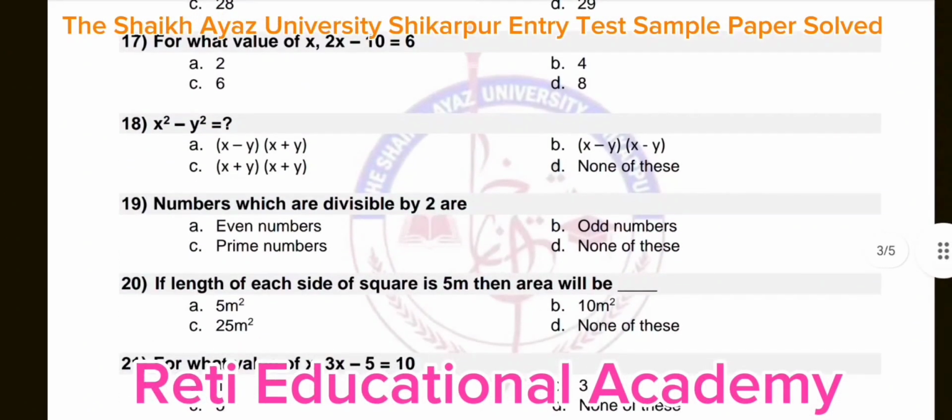Now question number 19. Numbers which are divisible by 2 are: A. even numbers, B. odd numbers, C. prime numbers, D. none of these. So the correct answer in this question is A, even numbers. Question number 20. If the length of each side of a square is 5 meters, then the area will be... the formula for the area of a square is side into side. 5 into 5 it will be 25. So option C is correct here.